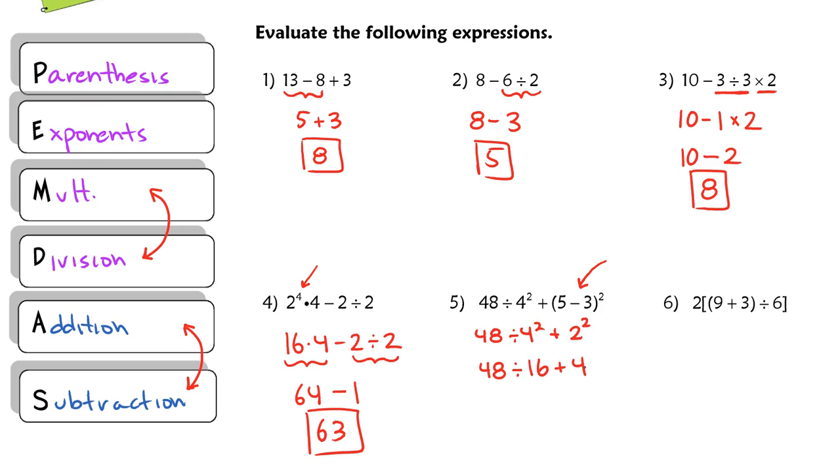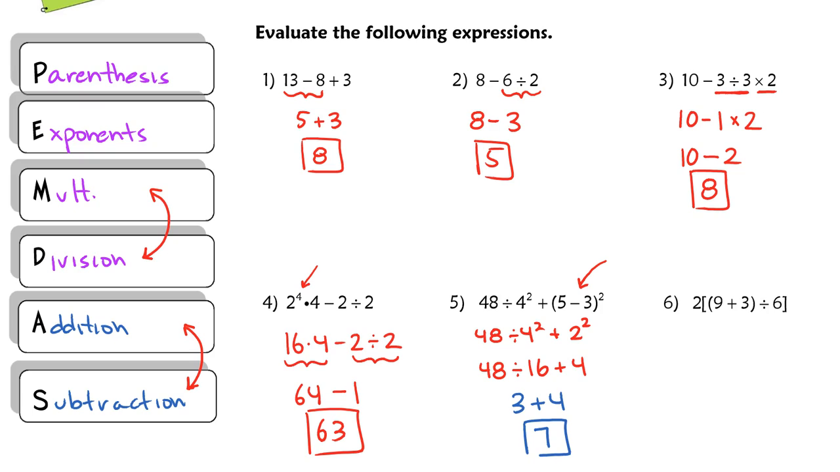Okay, so again, we're going to plan what we're going to do first. From left to right, we've got this division that we want to work on first, and then we'll go ahead and add. So if we divide 48 divided by 16, that gives me 3. And then 3 plus 4, the final answer here is 7.